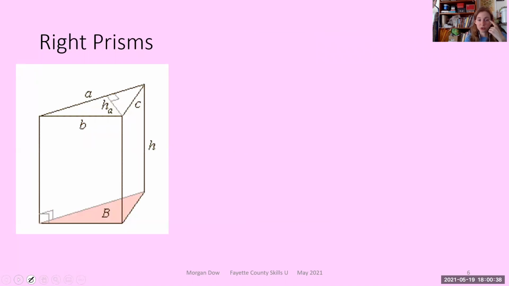Here on the screen, I'm showing you a triangular right prism. So either end, either of those flat ends are triangles. You could have a right prism where either end is a square or a trapezoid or a parallelogram or a star. You could get real crazy. So this particular right prism, either end is a triangle.